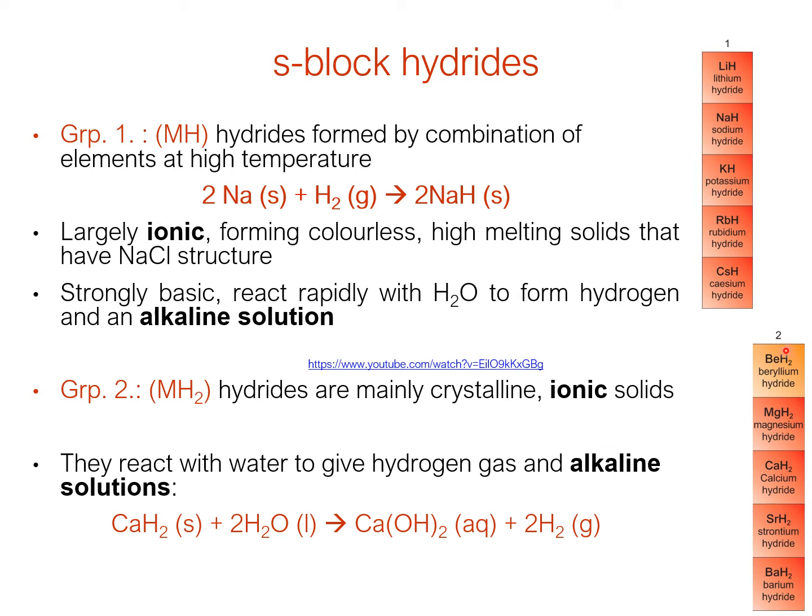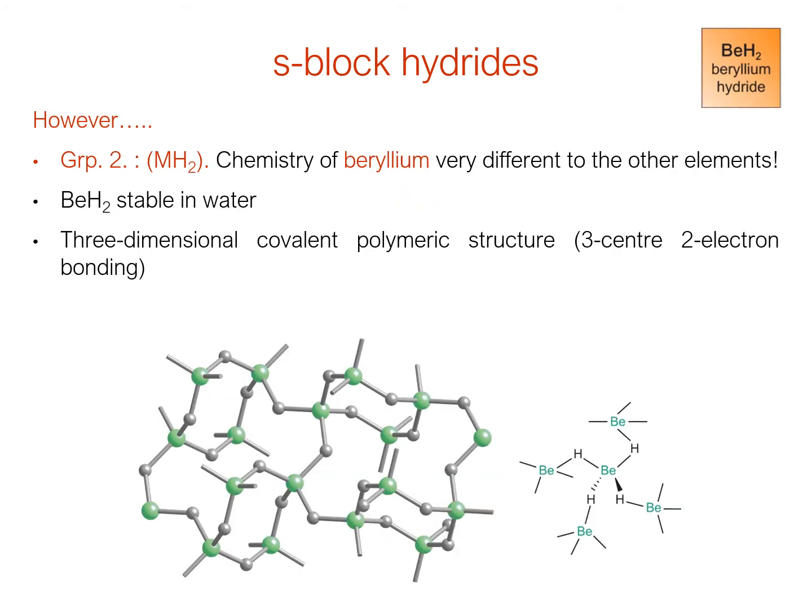The one exception to this is the orange highlighted one here, which is beryllium hydride, and we'll look at that on the next slide. One big difference is that beryllium hydride is stable in water. It doesn't rapidly react to form an alkaline solution. Also, it has a 3D covalent polymeric structure, almost like the covalent networks we were looking at in the last lecture, as opposed to the ionic structures. And these have the 3-center 2-electron bonds we were talking about.